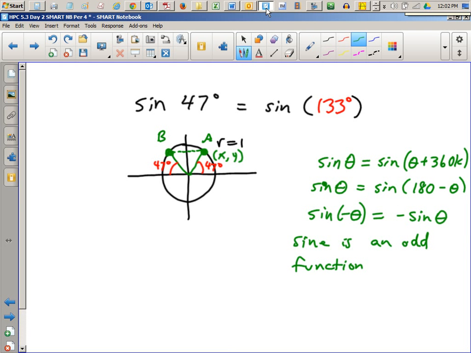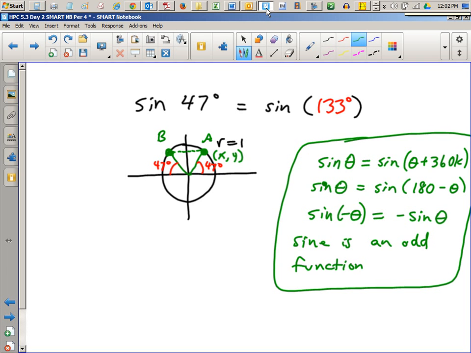Does everyone see that we just figured out that it's an odd function? We didn't prove it, but we believe it. You can do the same thing with cosine. We can come up with 3 rules for that. They are not all the same rules. Let's go on and try another one.